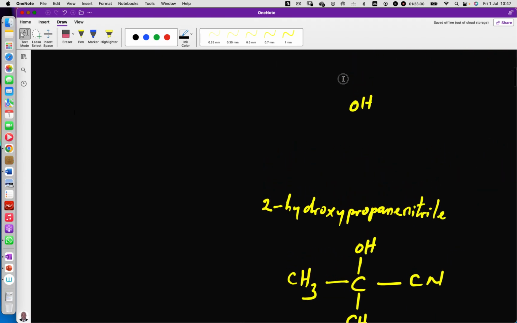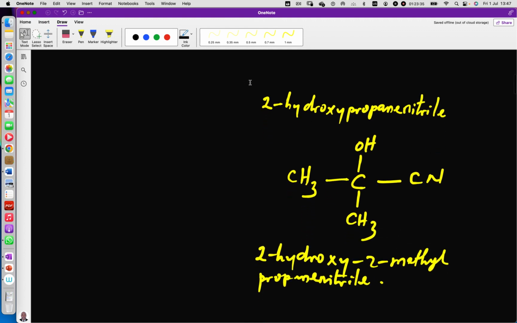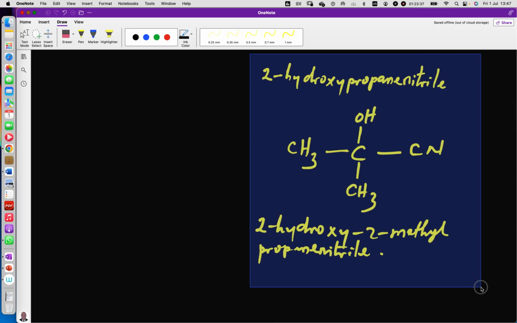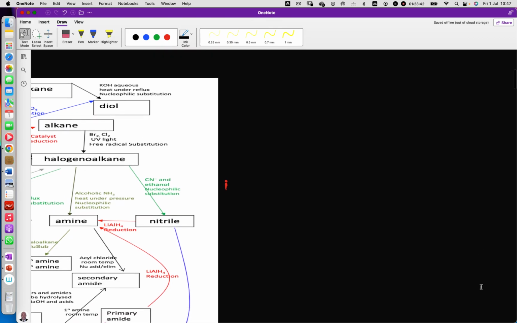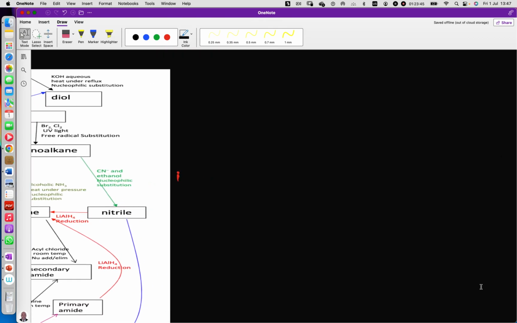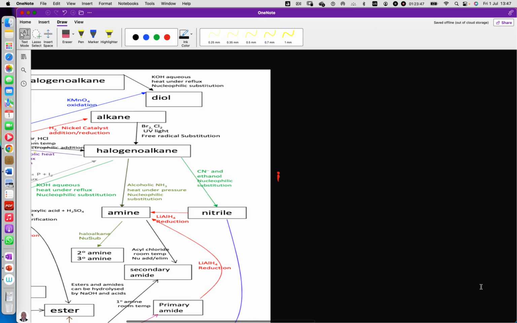Let me just show you some examples of alkane: the normal substitution and the free radical substitution. The first substitution of alkane, because alkane can react with this to form halogenoalkane. They can also react by free radical substitution. There are two types of substitution of alkane: halogenation of alkane and free radical substitution.